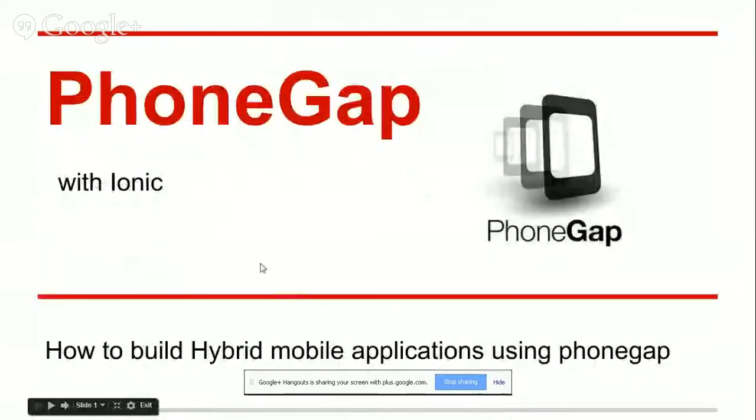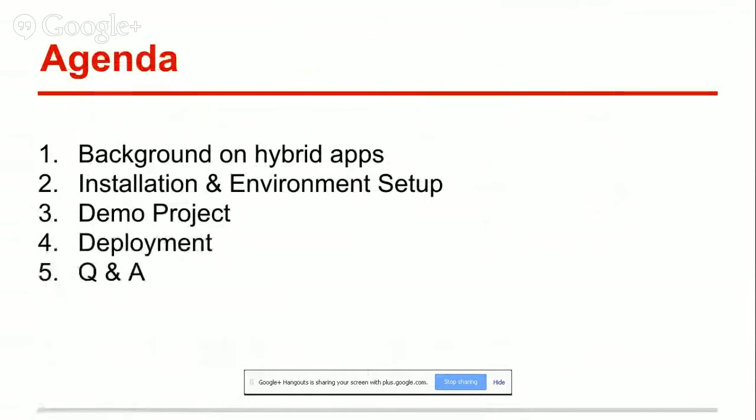So PhoneGap. I'll give some background on PhoneGap: basically, what is PhoneGap and what are mobile hybrid applications. And this is the agenda. We'll go with the installation and setting up the environment. Then we'll create a demo project, and we'll also see the deployment aspect, like generating the APK file and IPA files. Those are the executables for Android and iOS.